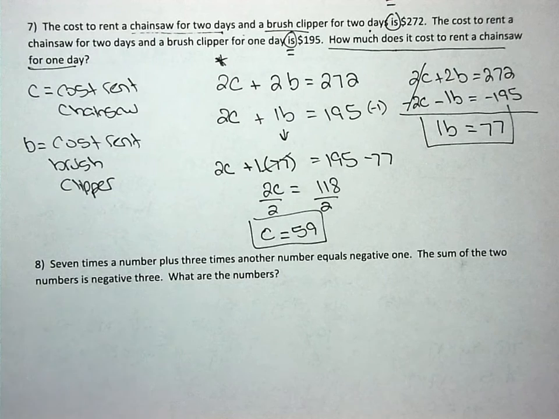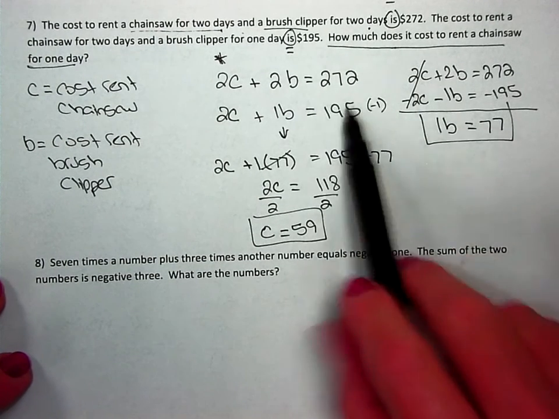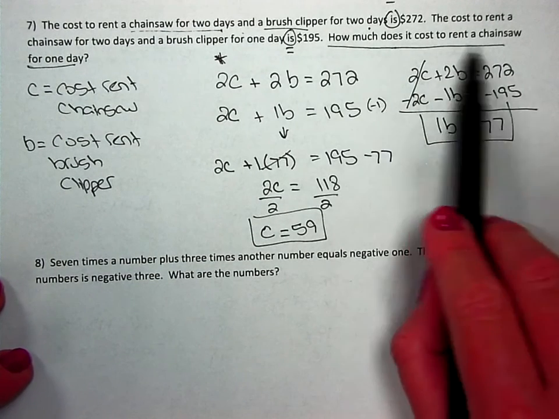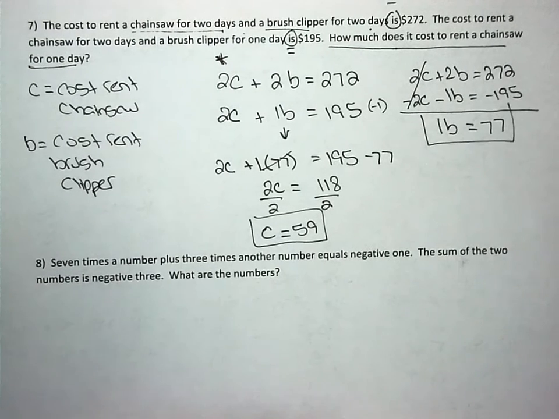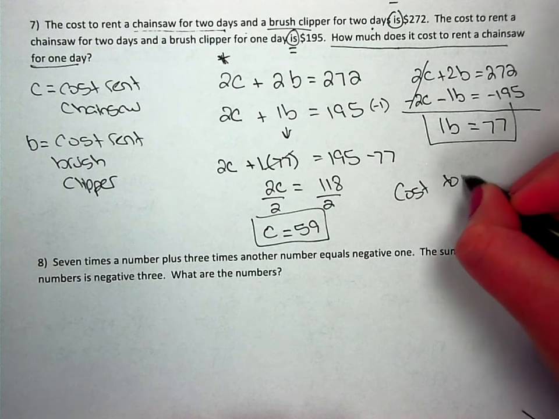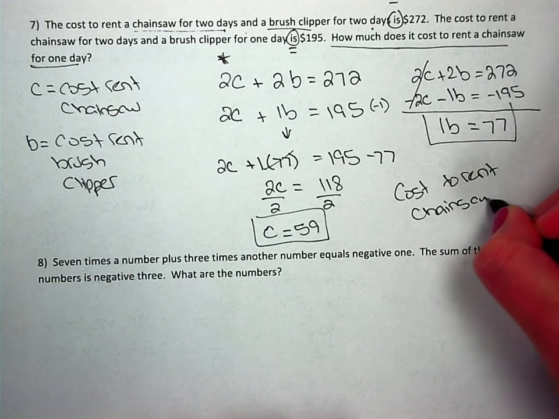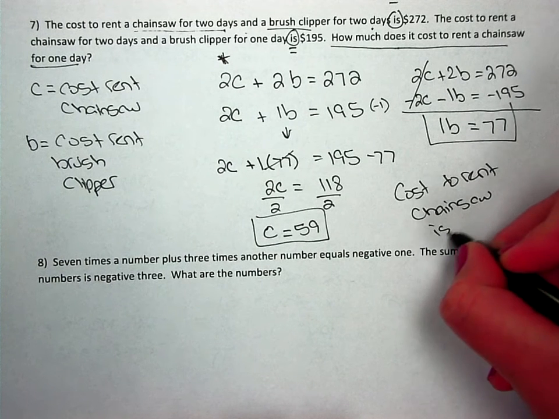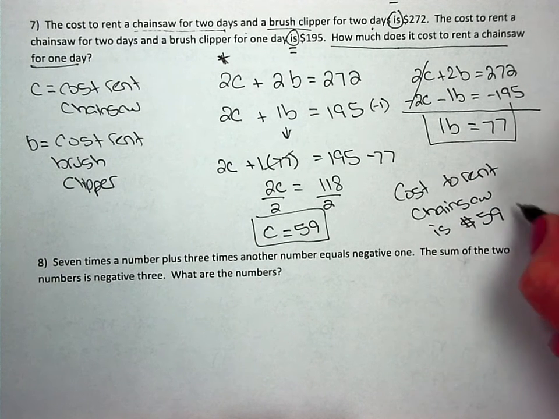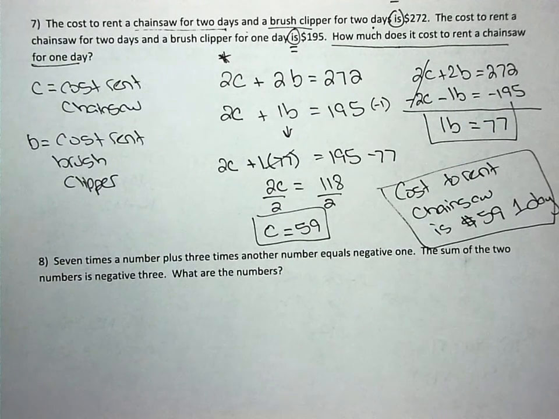Your last thing is to put it back in context. Just leaving it like this is not good enough. It says, how much does it cost to rent a chainsaw for 1 day? So put it back in context. Cost to rent a chainsaw is $59 for 1 day. I need you to put it back in context or you're going to lose points.